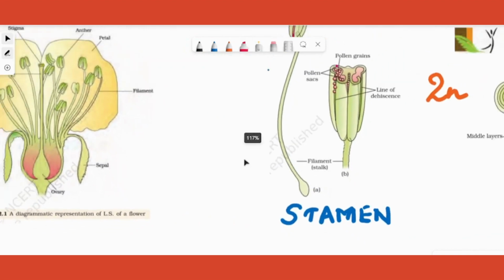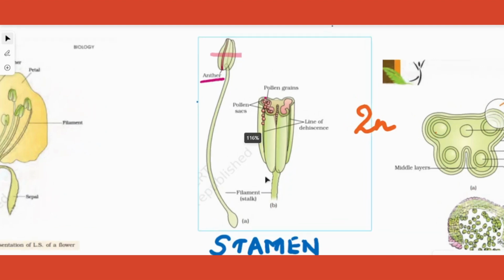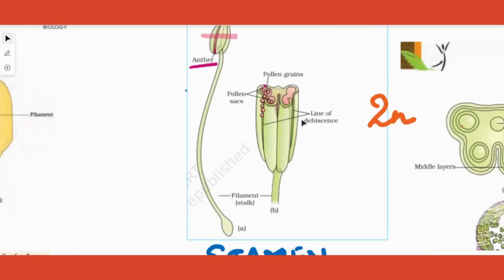So what are the parts of a stamen? A stamen consists of a filament and an anther. The filament is just a stalk, which is not of much significance to us as of now. So we'll focus on the anther. As we take a cross section like so, you see a structure like this. Alright, let's zoom in and see what all is there in the anther.